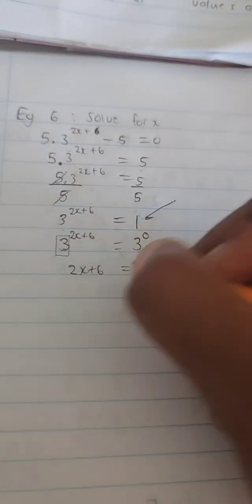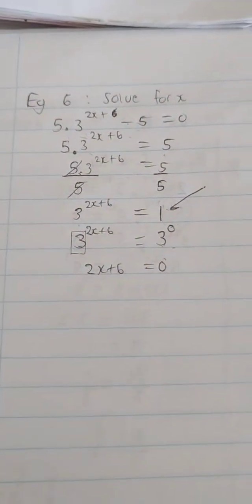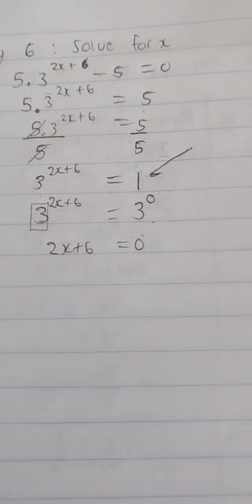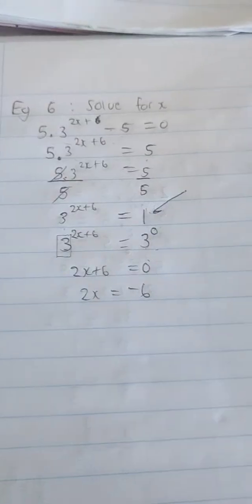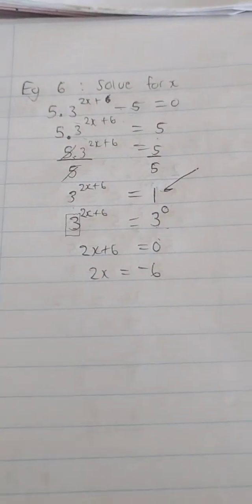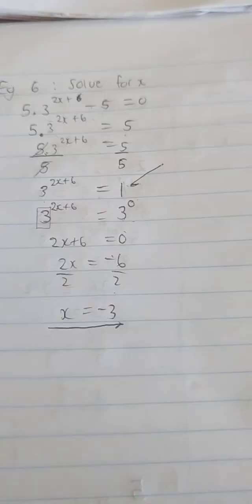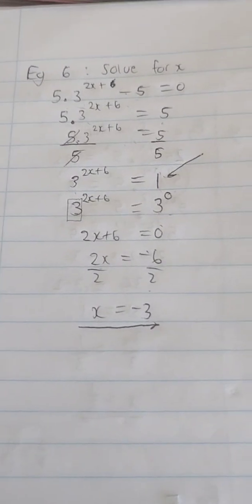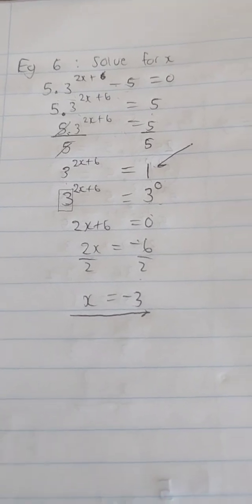Then bases are the same. Drop the base, equate the exponents. From there guys, we're back in grade 8. Transpose the 6 to the other side, it becomes negative 6. Then we divide both sides by the coefficient, we get x is equal to a negative divided by positive. So to all those that wrote positive 3, no guys, it's not positive 3, it is x is equal to negative 3.